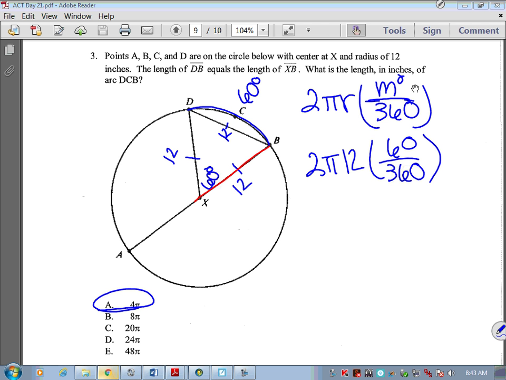Does that help you out? Okay. Anybody on 4? 4? Okay.